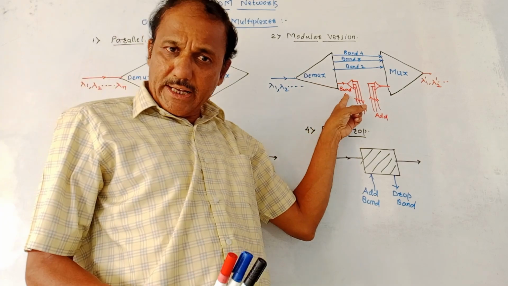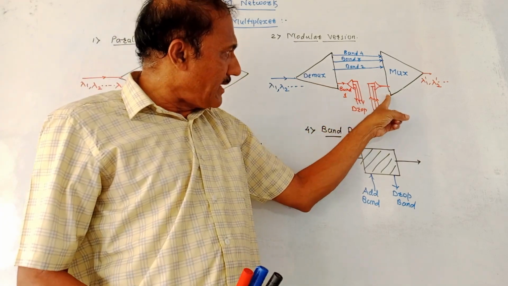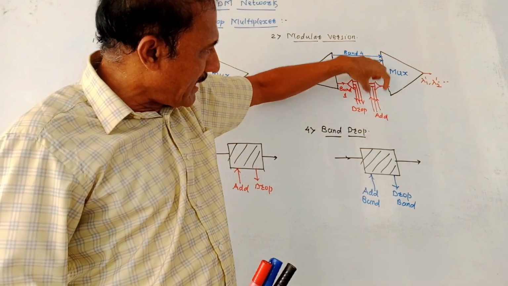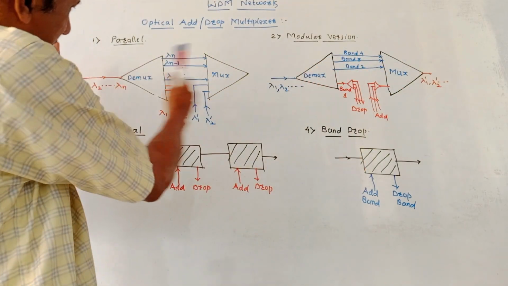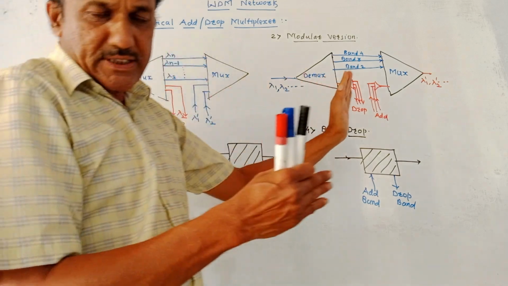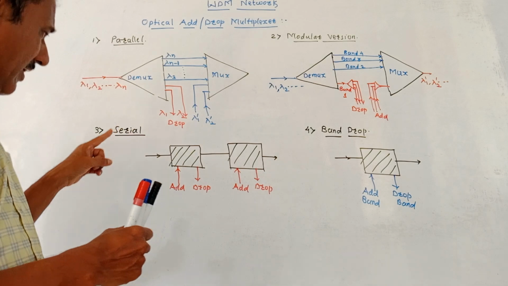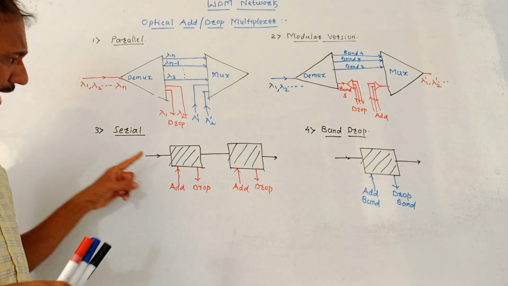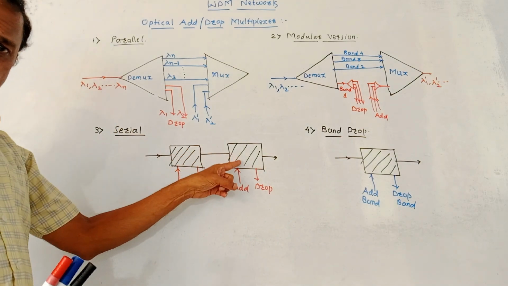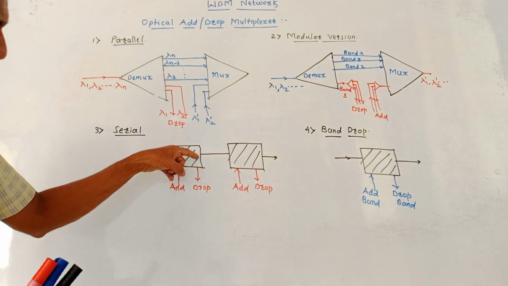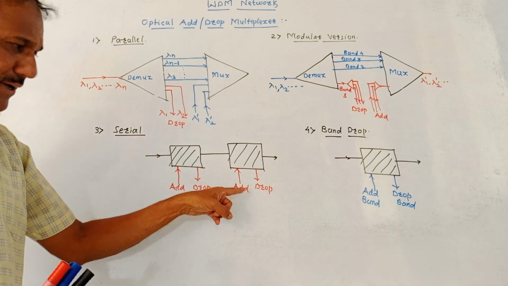This is done by using again a demux. Then if you want to add another group or band, then using a mux it can be added. So it is very much similar to the parallel connection. The only difference is that in this case a particular band is added or dropped. Next is the serial connection. As shown in this diagram, the blocks are connected in series. So any one particular wavelength can be added or any one particular single wavelength can be dropped.